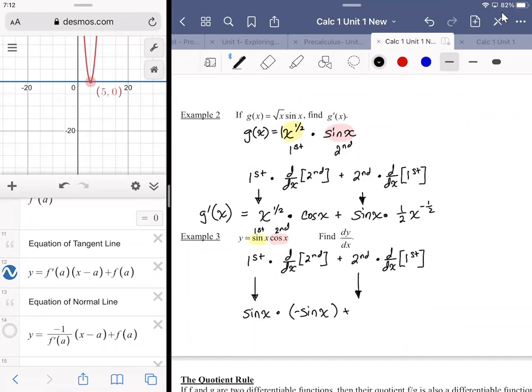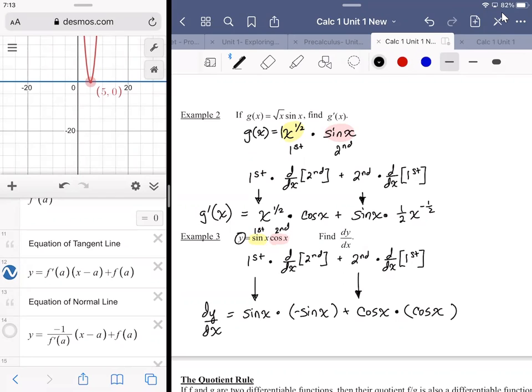Plus the second function, which is cosine, multiplied by the derivative of my first function. The derivative of the first function, the sine function we learned a little while ago, is cosine. So the notation here was a y, so I would say dy dx.